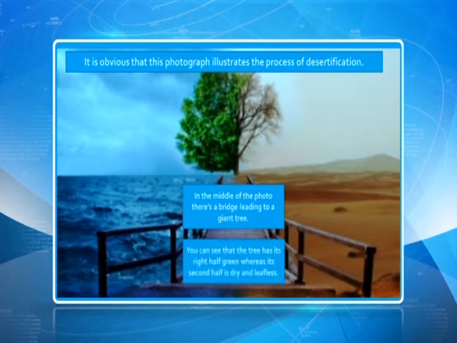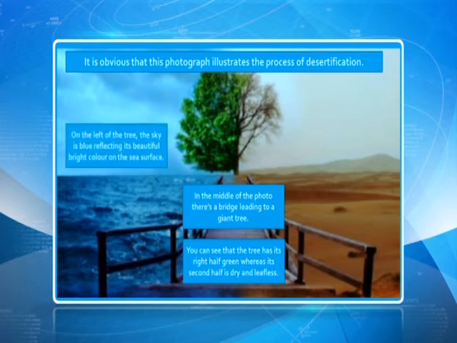Now, you can see that the tree has its right half green, whereas the left part, or the second half, is dry and leafless. Now, on the left side of the tree, the sky is blue, reflecting its beautiful bright color on the sea surface. How about the opposite side?